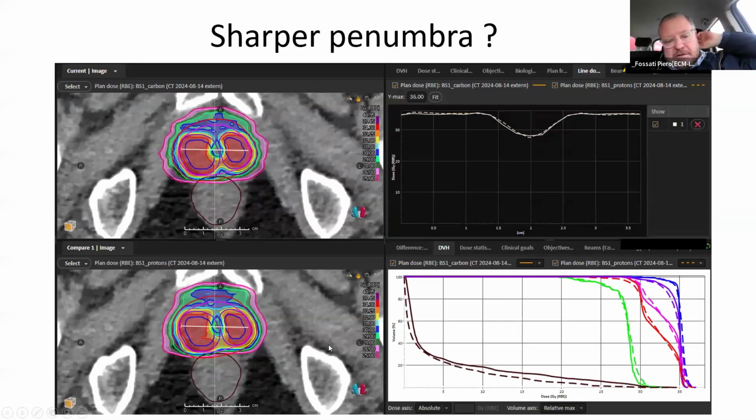Now, the other reasoning for which sometimes we could use carbon is the sharper lateral penumbra. This is a case that we are now considering for re-irradiation of a high-risk prostate cancer with a local recurrence with PET positivity in both lobes.